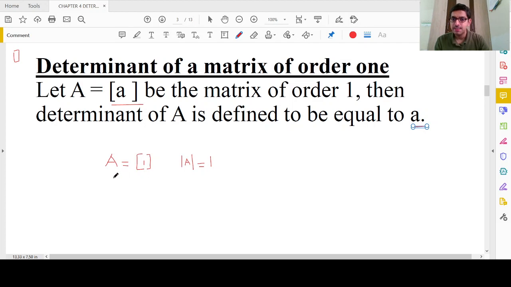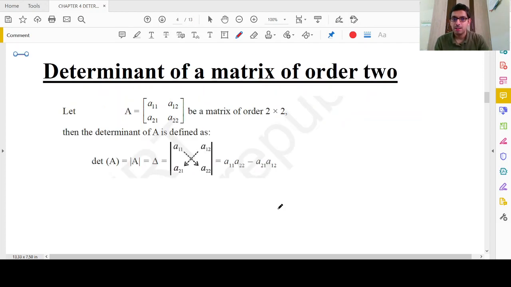For example, suppose A equals the matrix [1]. This is a matrix of order 1 by 1, or a square matrix of order 1. Then determinant of A equals 1. Since a matrix of order 1 has only one element, that element itself is the value of the determinant.